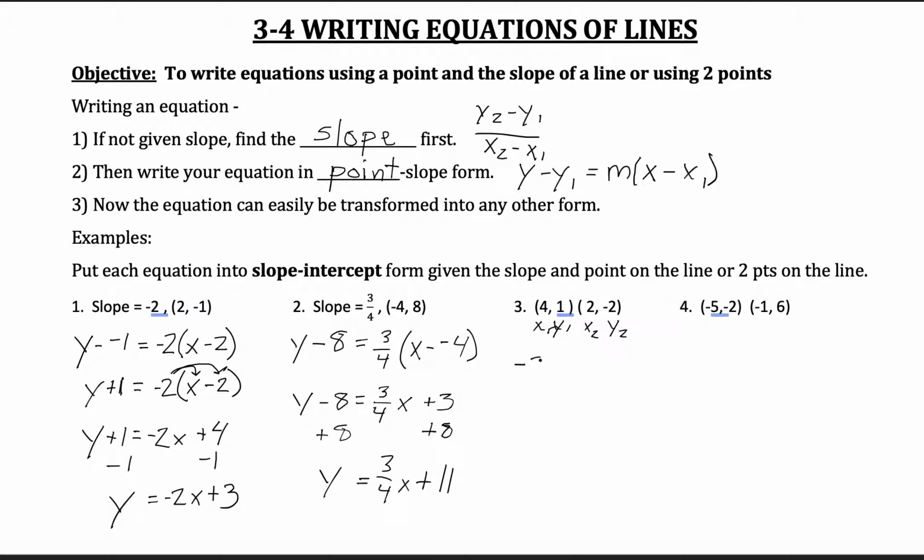We have negative 2 minus 1 over our x2, which would be 2 minus 4. So negative 2 minus 1 gives me negative 3. 2 minus 4 gives me negative 2. So my slope, that should be a 2. I'll erase that. So my slope is going to be a positive 3/2.